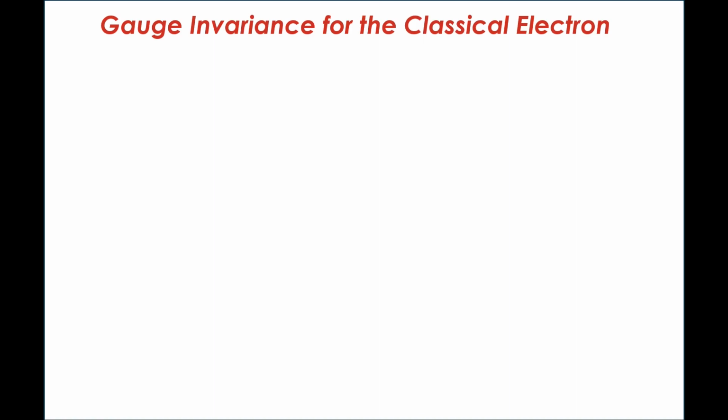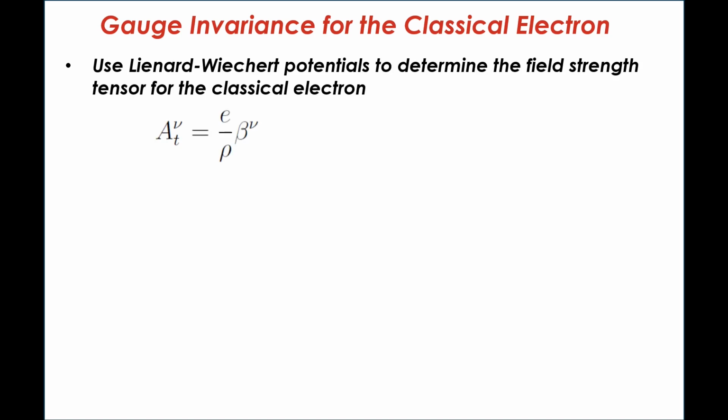The point particle theory of the classical electron follows beginning with the set of Lienard Wiechert potentials, which were derived near the beginning of the 20th century. These potentials can be differentiated for the most general motions of the electron to determine the antisymmetric field strength tensor.